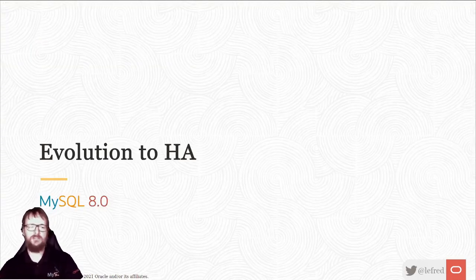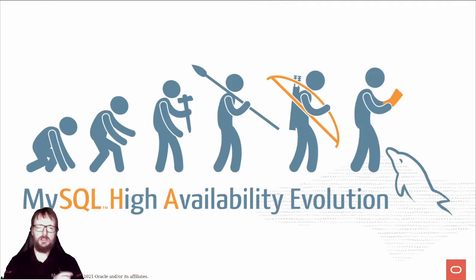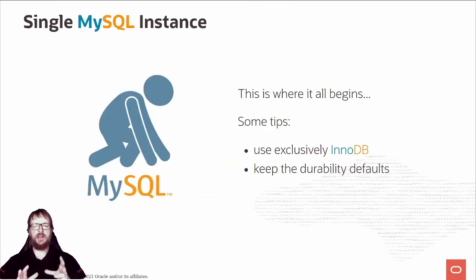So, evolution to HA, right? This is what we are doing today. We start from a single instance and go to full HA using MySQL. The start is made by a single MySQL instance. You just install MySQL and you're using MySQL.